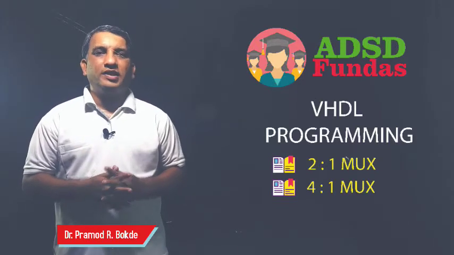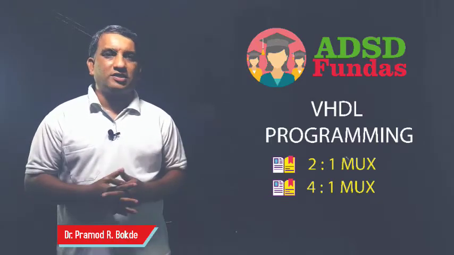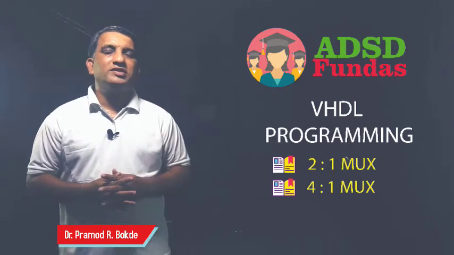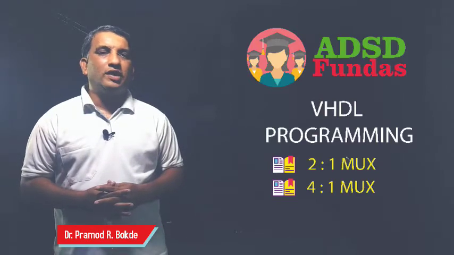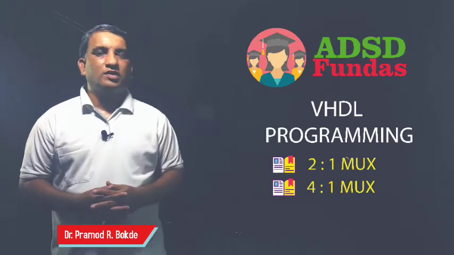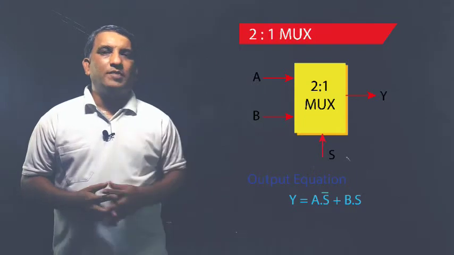आज के वीडियो में हम देखने वाले हैं कि हाउ टू राइट डाउन द VHDL कोड फॉर द मल्टीप्लेक्सर। मोर स्पेसिफिकली हम देखेंगे हाउ टू राइट डाउन द VHDL कोड फॉर 2:1 mux and after that we will see how to write down the VHDL code for 4:1 mux. So let us start with this 2:1 mux. The mux stands for multiplexer.